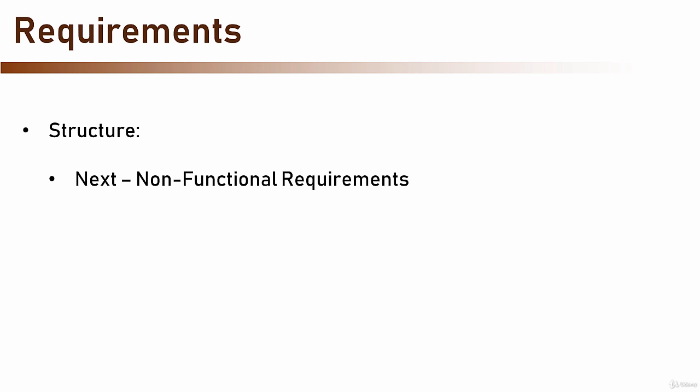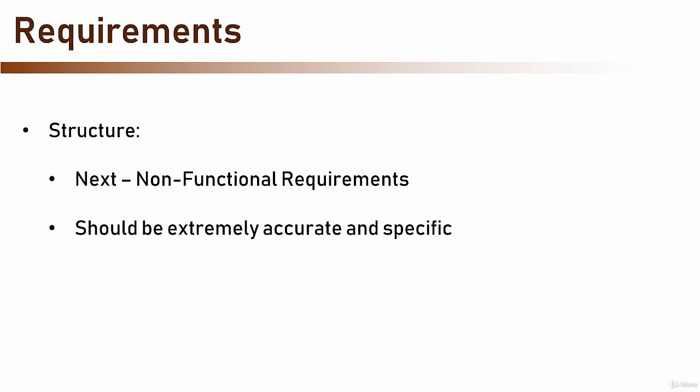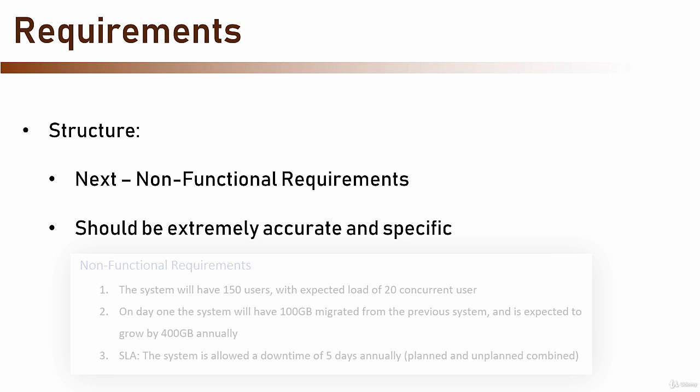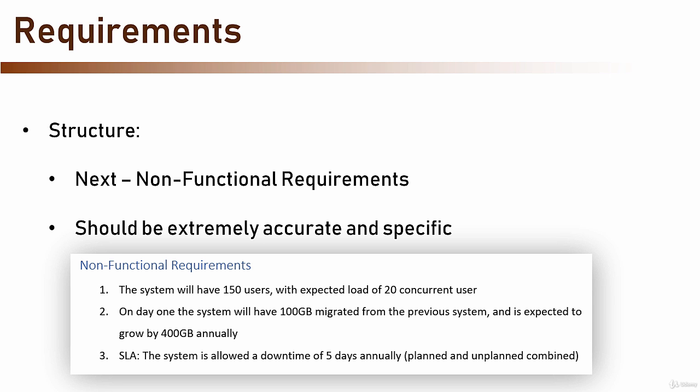Next come the non-functional requirements. In contrast to the functional requirements, it's extremely important to be extremely accurate and specific in this list. The reason is that while functional requirements are well documented in other design documents, non-functional requirements are usually not included in any other document other than the architecture document. For this reason, make sure the non-functional requirements list, while short and concise, contains all the necessary details for the readers to fully grasp the requirements. Here is a sample list of non-functional requirements.